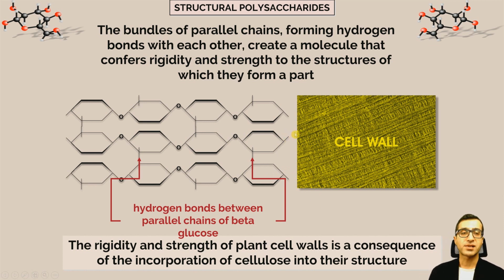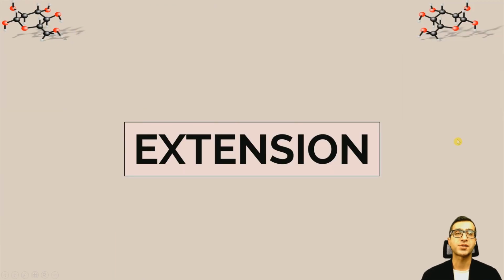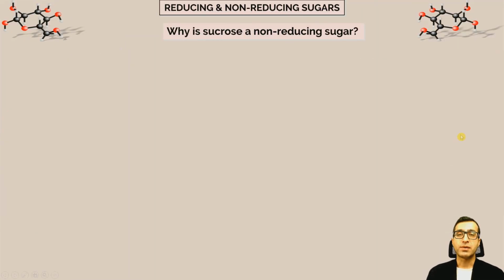So again, let's have a look at some information that takes us a little bit beyond the most A-level specifications, just to give you that additional depth and breadth of understanding that you're going to need to get those higher marks. So we mentioned that sucrose is a non-reducing sugar. So let's have a look at why this is the case.